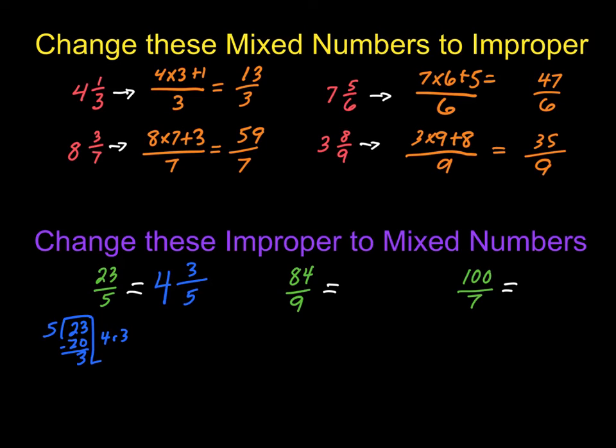We have 84 ninths, which means 84 divided by 9. 9 times 9 I know is 81. Gives me 3 left over, so it's 9 remainder 3. My quotient, the 9, is the whole number. My remainder is the numerator. And my denominator stays the 9.